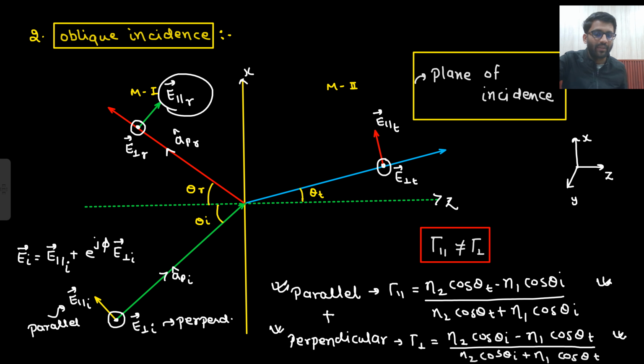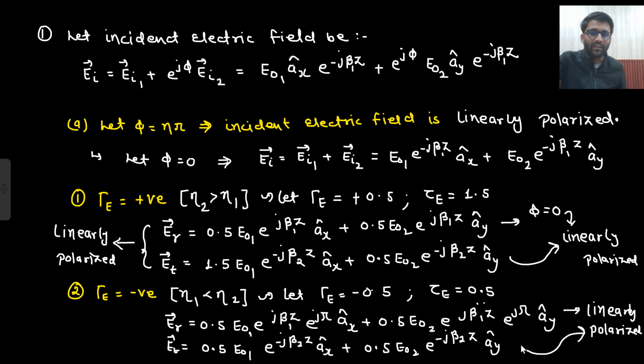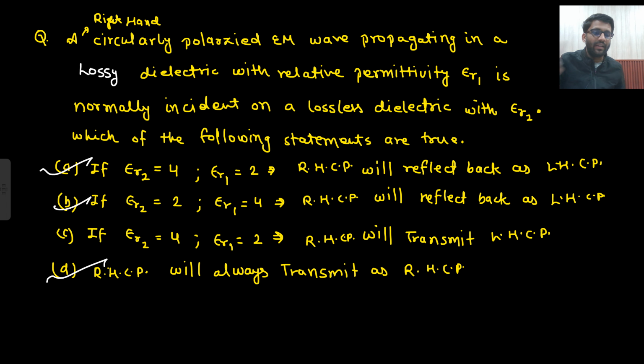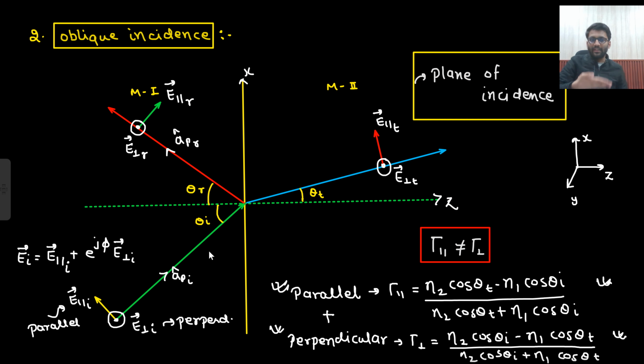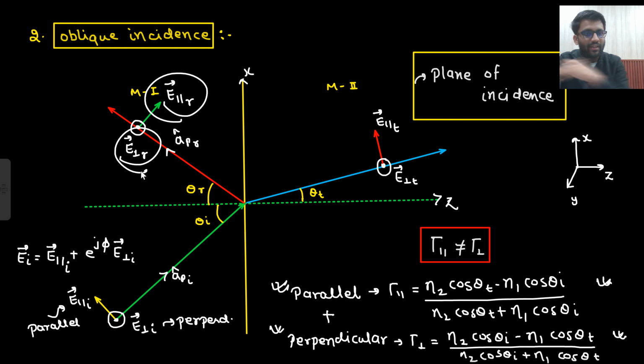In the previous case, what was happening? In case of normal incidence, both were multiplied with the same number, 0.5, 0.5, 0.5, because for both of the fields the reflection coefficient was the same. But here there are two kinds of electric field. One is dancing parallelly, one is dancing perpendicularly. For each there is a different reflection, and that will change the reflected electric field, that will change the orientation, that will change everything. So that's why this topic becomes very important. I hope you are understanding what we are doing here.